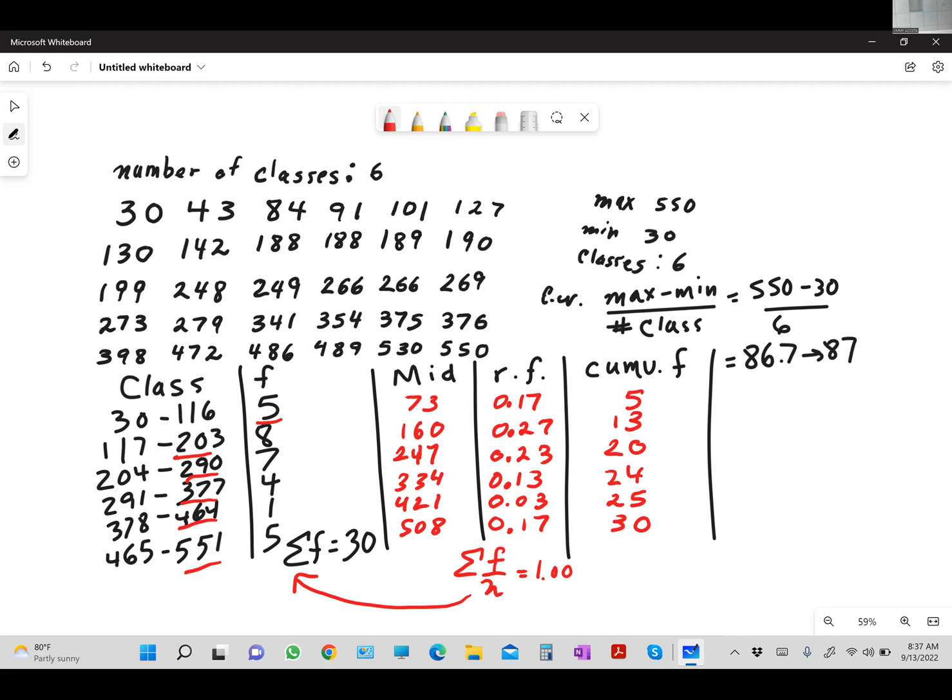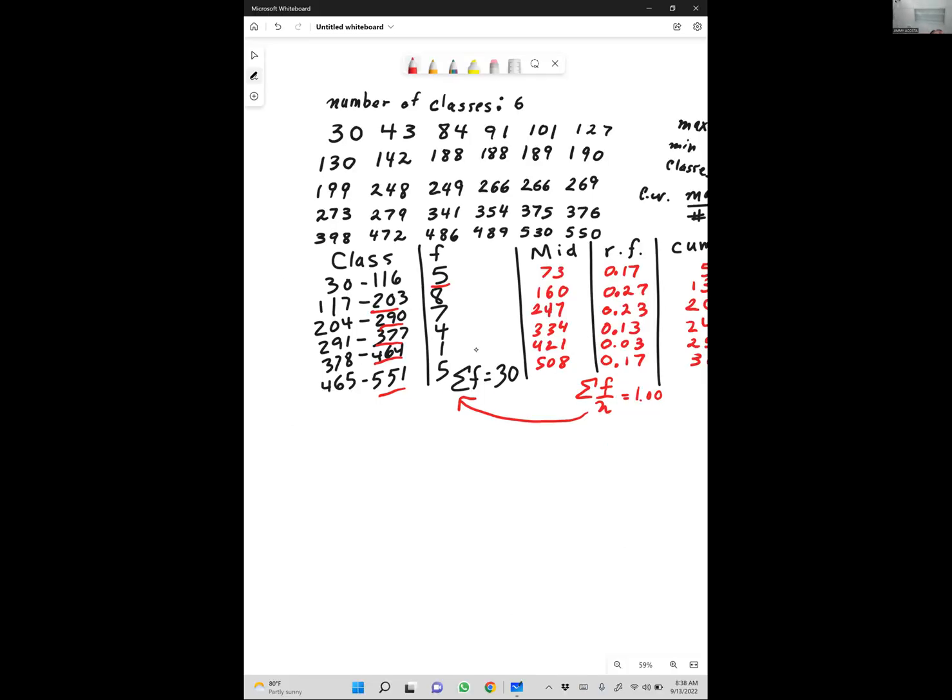Now, some people, when they do this, zigzag it. What do I mean? Well, the first one would be 5, because that's a default one. That's how many numbers we counted by the end of the first class. And then you just go 5 plus 8 is 13. 13 plus 7 is 20. 20 plus 4 is 24. 24 plus 1 is 25. And 25 plus 5 is 30.